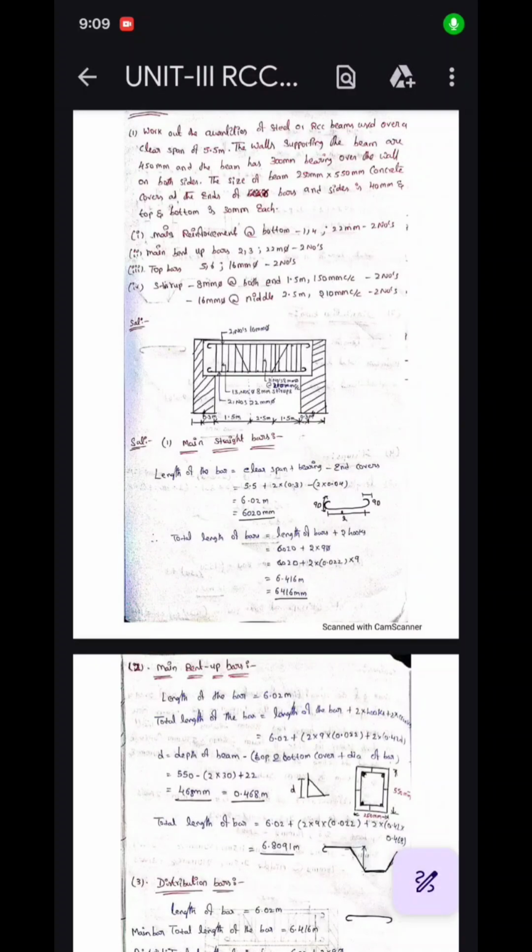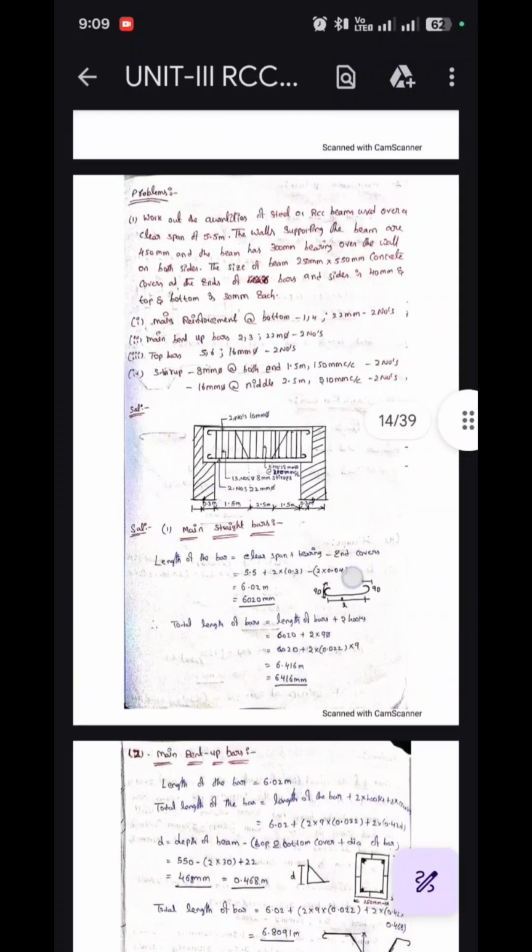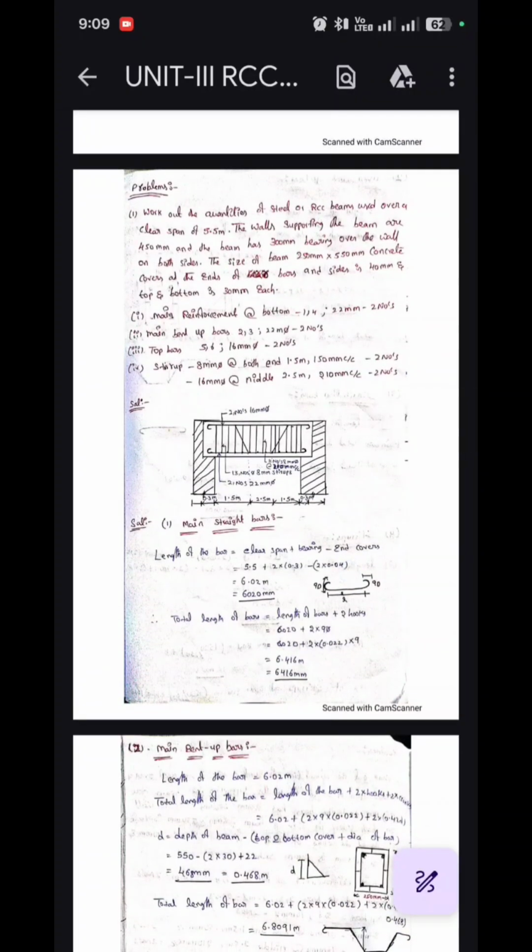Hi everyone. In this lecture we are discussing the RCC estimation of the beam bars. So the first problem, read carefully. Work out the quantities of steel for an RCC beam used over the clear span of 5.5 meters.